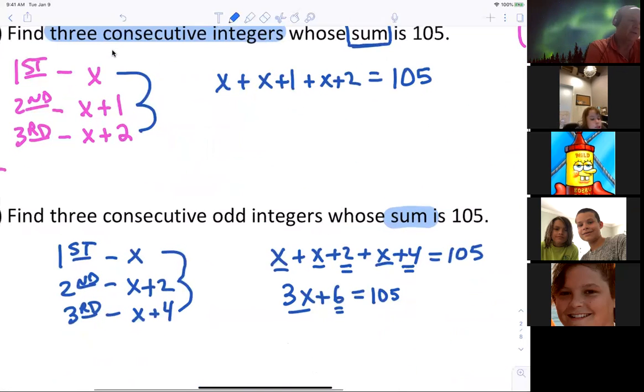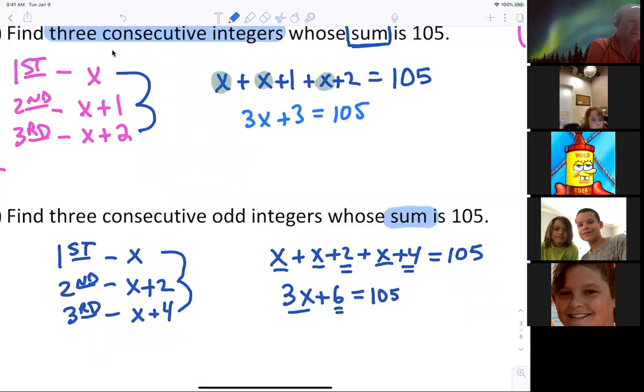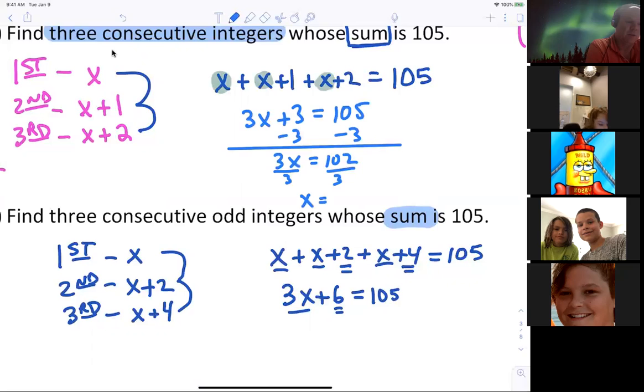All right, here we go. Number 12. Now remember, this is where I said you had to combine terms. 1, 2, 3x plus 3 was equal to 105. Minus 3 from both sides. 3x is equal to 102. Divide both sides by 3. x equals 34.